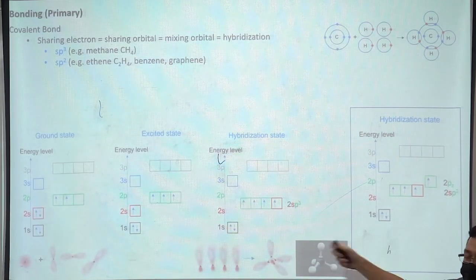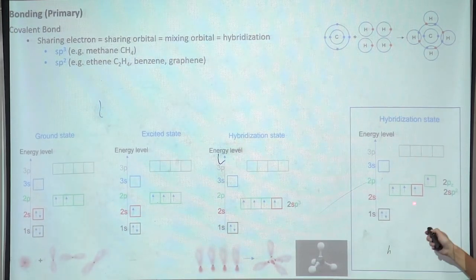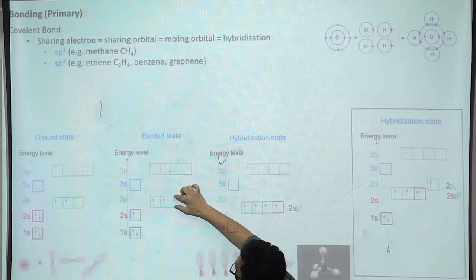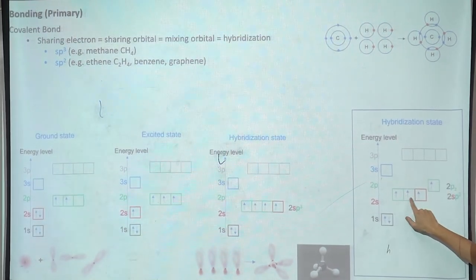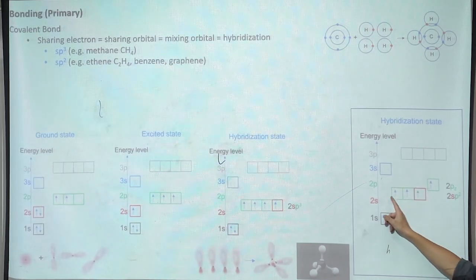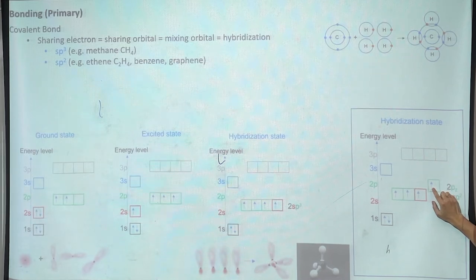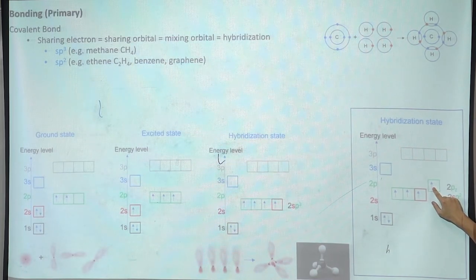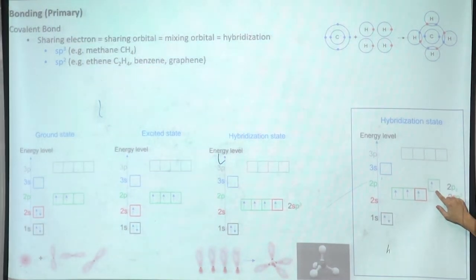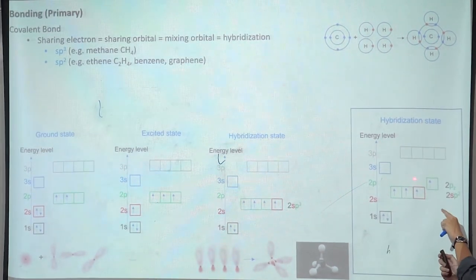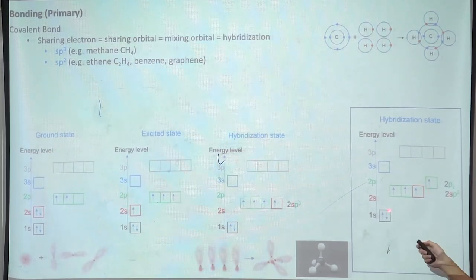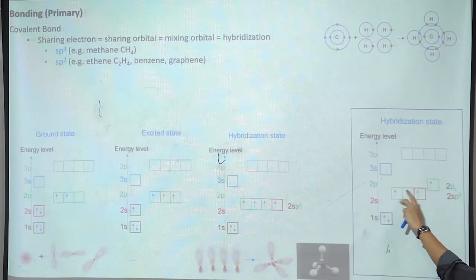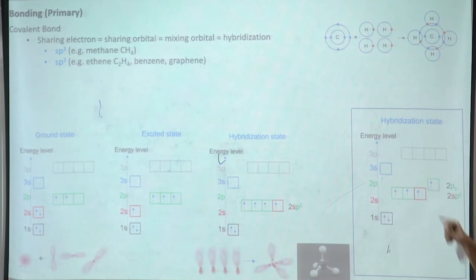So now, when they want to combine, merge together, what happened is that this one merges with the p, but then this one will detach and stay at p. The merging happened only with two p orbitals. So what does it mean? There are only three orbitals, and they left one p orbital unhybridized. So the difference here is only this unhybridized state. That's why this is what we call sp2, because there are 2p orbitals and 1s orbital merged together. Another p orbital is not hybridized.